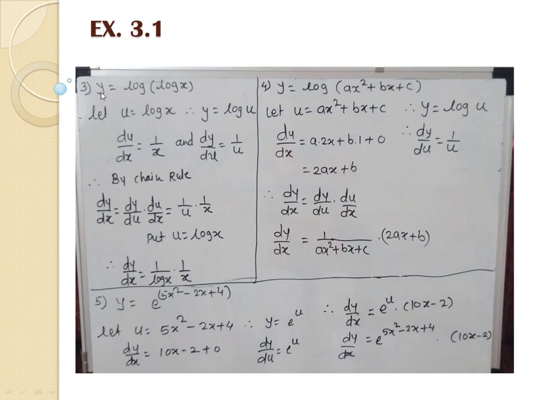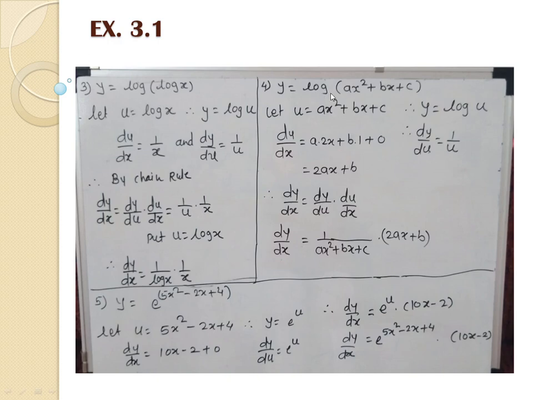Third example, y is equal to log of log x. So consider log x is equal to u, therefore y is equal to log of u. Now simultaneously we find both the derivatives du by dx and dy by du. Derivative of log x is 1 by x and derivative of log u is 1 by u. Again by chain rule, dy by dx is equal to, again substituting the value of u in the equation, log x. So dy by dx is equal to 1 upon log x into 1 upon x.